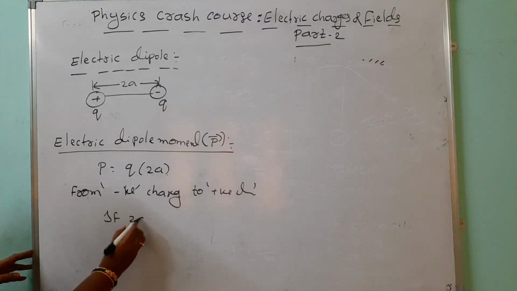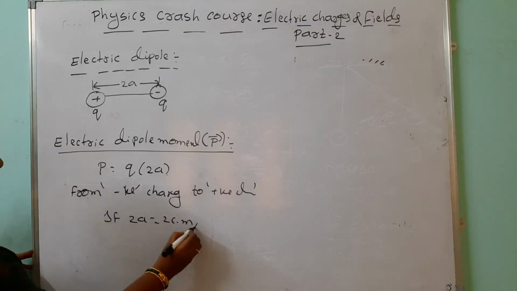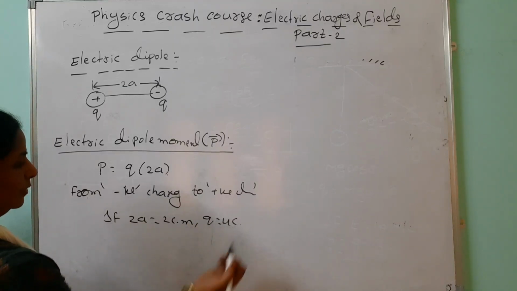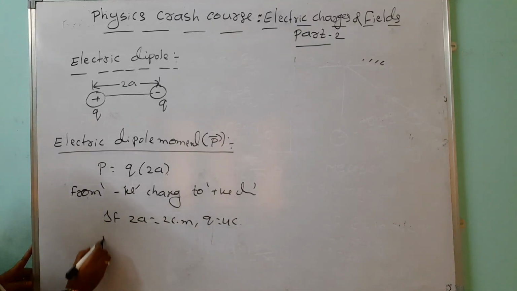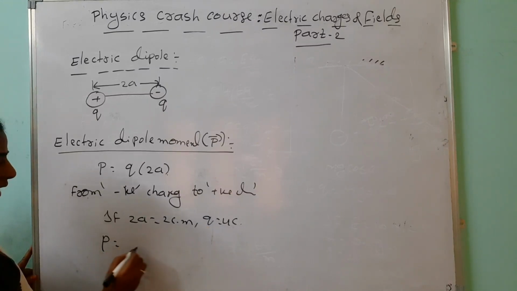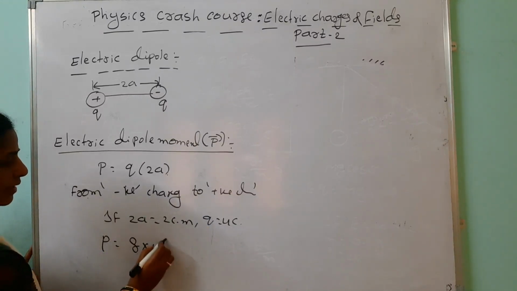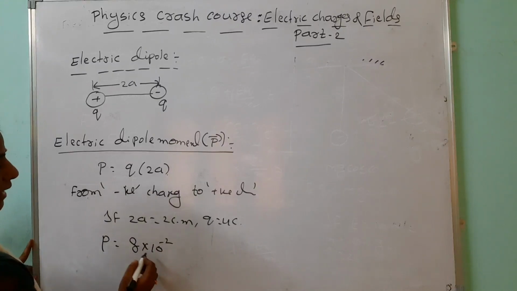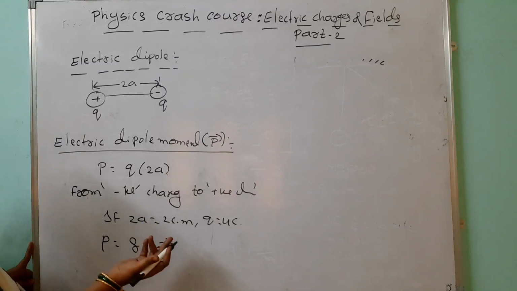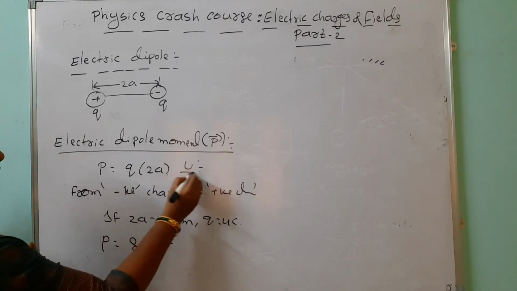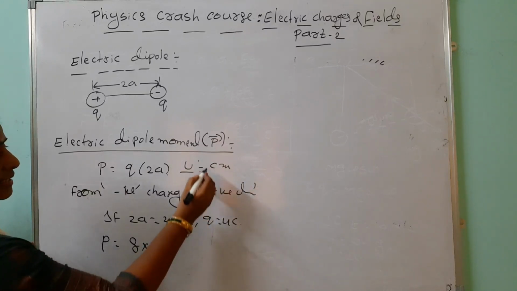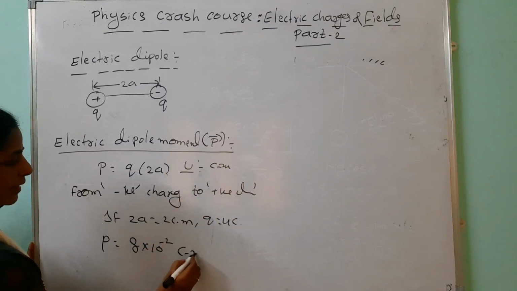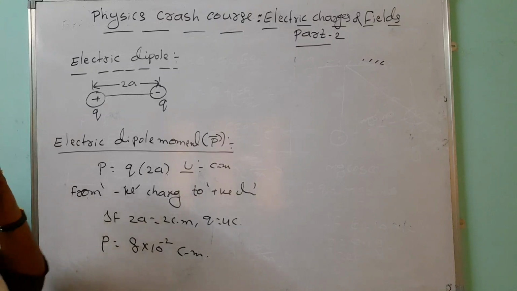Suppose 2a equals 2 centimeters and q equals 4 coulombs. What is the dipole moment? You should just multiply these two. So 4 into 2 is 8, and we should convert centimeters into meters: 8 into 10 power minus 2. But what is the unit for this? The unit is coulomb meter, not cm. Coulomb meter is the unit for electric dipole moment.